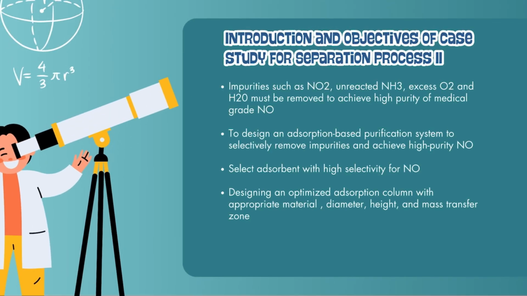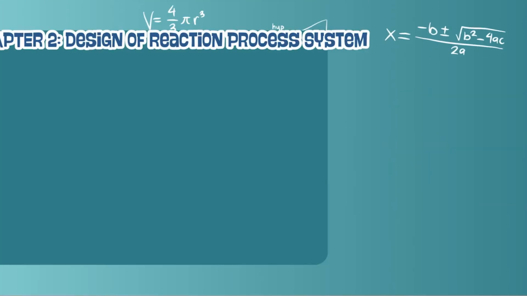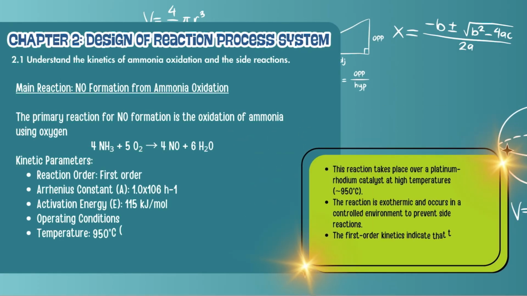In the ammonia oxidation process, impurities such as unreacted NH3, NO2, O2, and H2O must be removed to obtain high purity nitric oxide. The key objective includes selecting a highly selective adsorbent that effectively captures these impurities, designing an optimized adsorption column with suitable material, diameter, and height, and incorporating adsorption isotherm to analyze the equilibrium capacity. Now, let's begin with the primary reaction, which is oxidation of ammonia using oxygen to form nitric oxide.